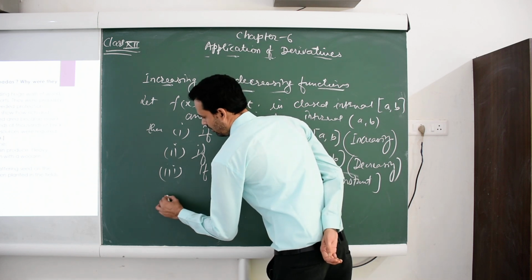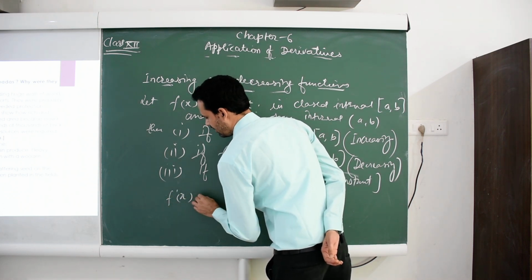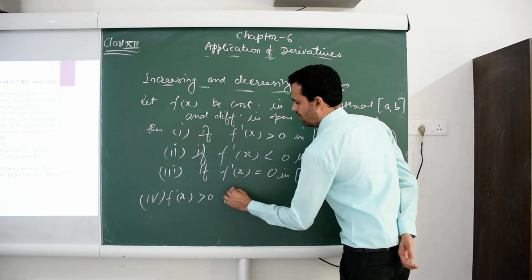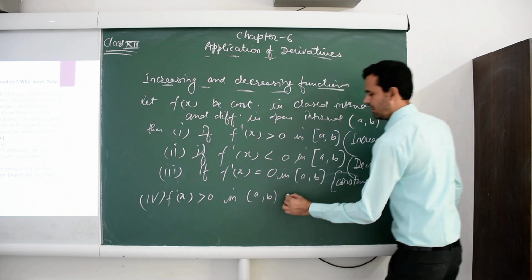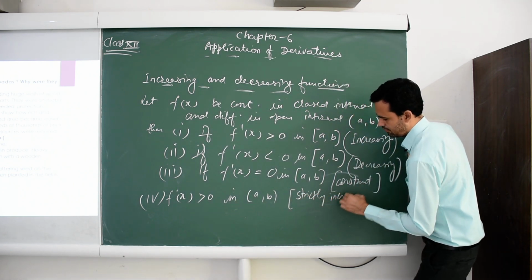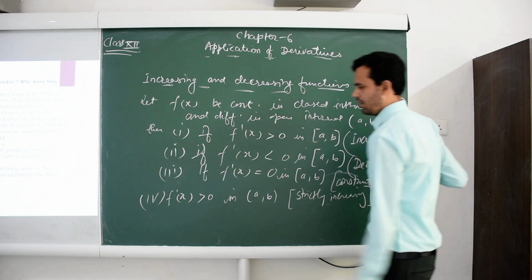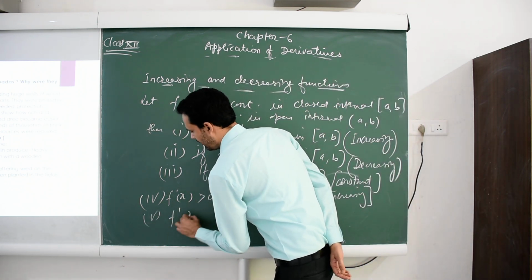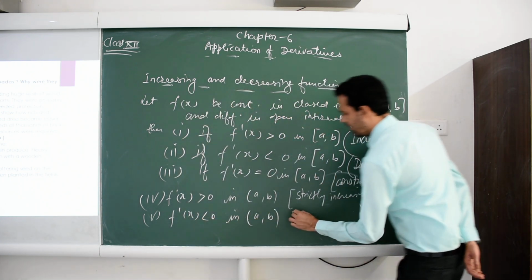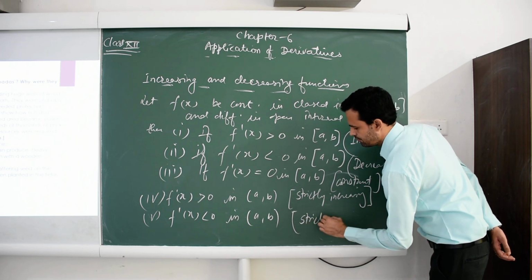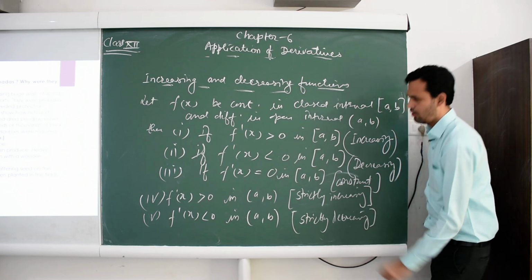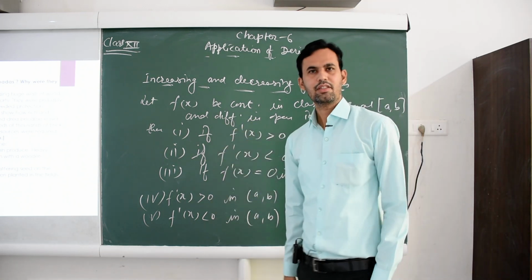Also, if f dash x is greater than 0 in the open interval ab, then the function is strictly increasing. And if f dash x is less than 0 in the open interval ab, then the function is strictly decreasing. Okay, so these are 5 conditions for exercise 6.2.